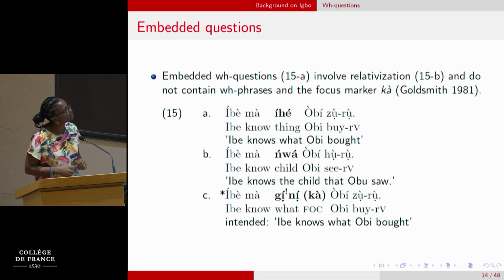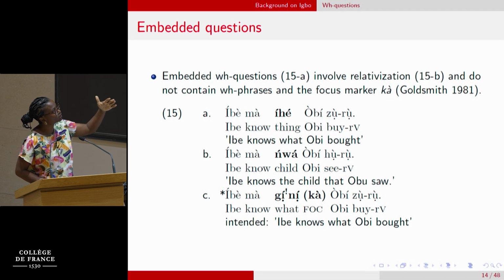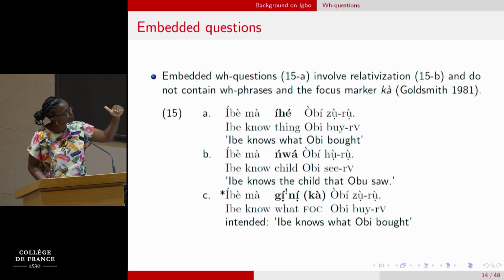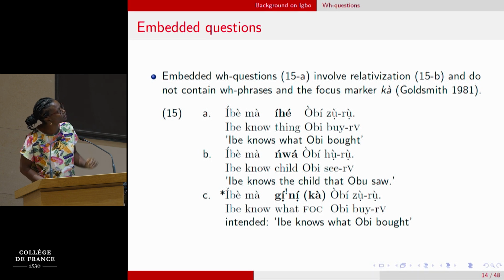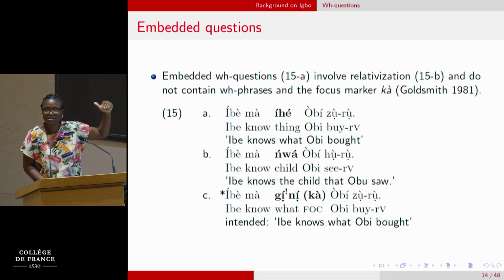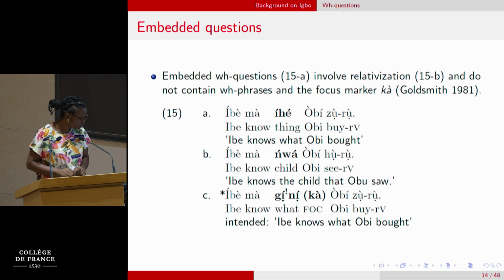And what you see is that they look exactly like relative clauses. So the example in B is showing a relative clause, Ibe even knows the child that Obi saw. And then for the embedded question, we also see something similar. So Ibe knows what Obi bought, where we have these indefinite words in the structure.